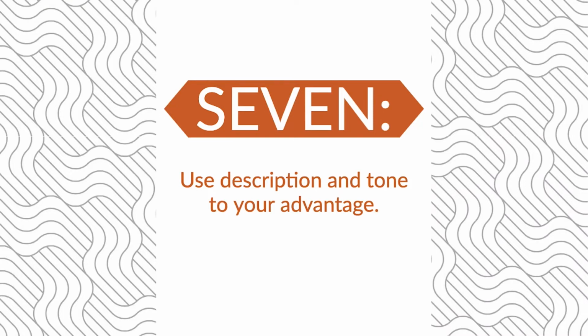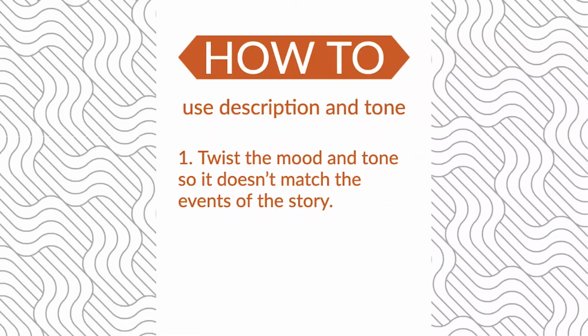Number 7, last one, use description and tone to your advantage. There are a couple of really cool ways that you can use your setting and your description to create the right tone and mood. If the mood doesn't match what's happening and you do it really well, it can create all kinds of harrowing suspense. Like if your character walks into a city where something is obviously wrong, but the people are all cheerful and upbeat.